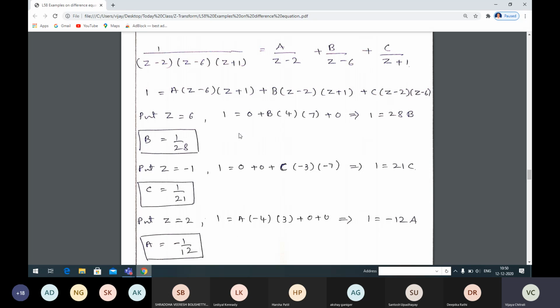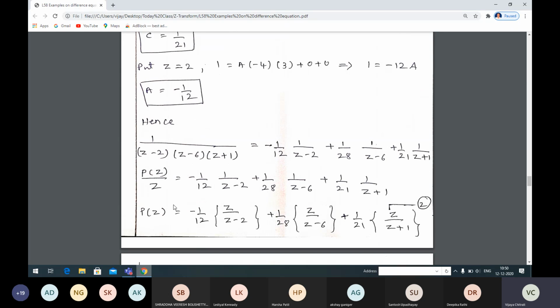Next, substitute z is equal to 2. So substituting z is equal to 2, these two are 0. So 1 is equal to (2 minus 6)(2 plus 1). 2 minus 6 is minus 4, 2 plus 1 is 3. So 1 is equal to minus 12a. So a is equal to minus 1 by 12.